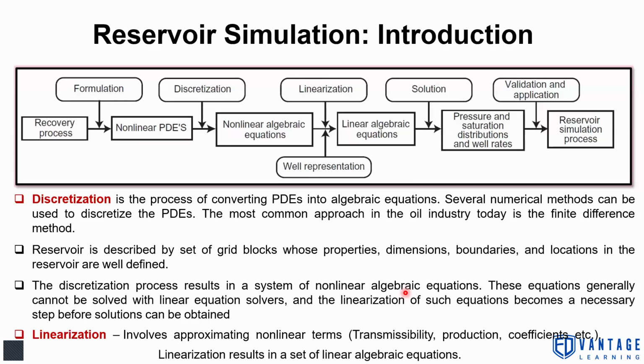The choice of grid size is always in the geologist's hands, because he knows how the geology is varying in the reservoir, and he can populate those properties like porosity, permeability, vertical and horizontal permeability, and other rock properties in each of these grid cells. Then we linearize them, which involves approximating nonlinear terms like transmissibility, production rates, and coefficients, etc. This linearization results in a set of linear algebraic equations.